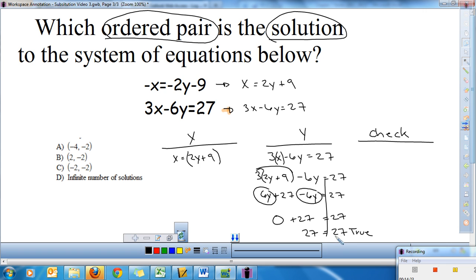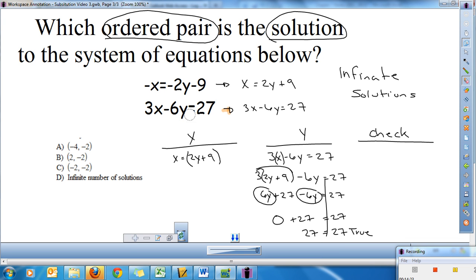So what does that mean? If you end up that you have two numbers and they equal the same thing, like 27 equals 27, what that means is that the solution is infinite solutions. Infinite solutions. The reason is that essentially these two equations are the same. Although they don't look the same, if we rearranged them, they would look the same. So the best way to check that that's actually the solution is to rearrange the other equation.